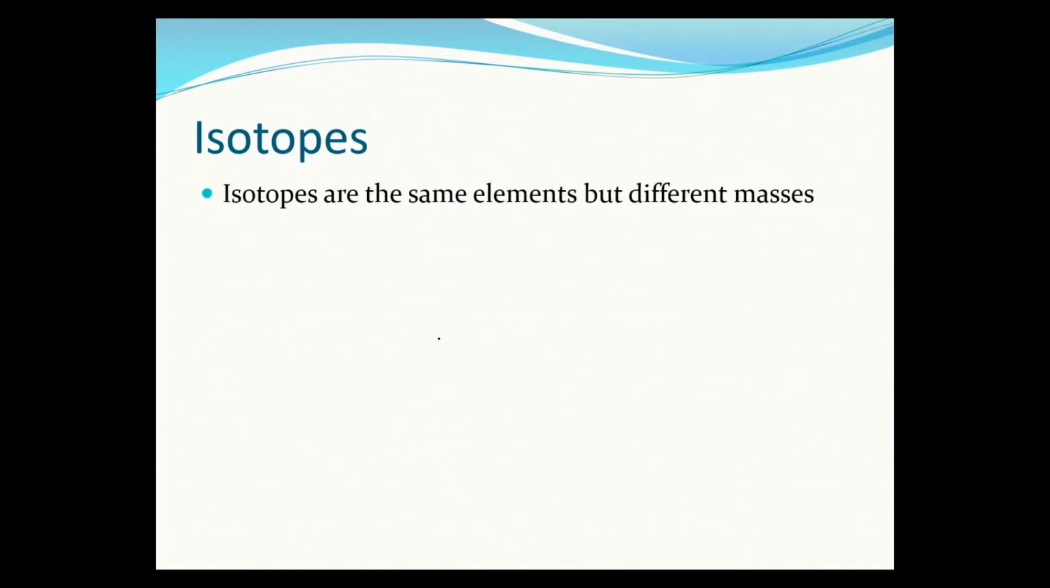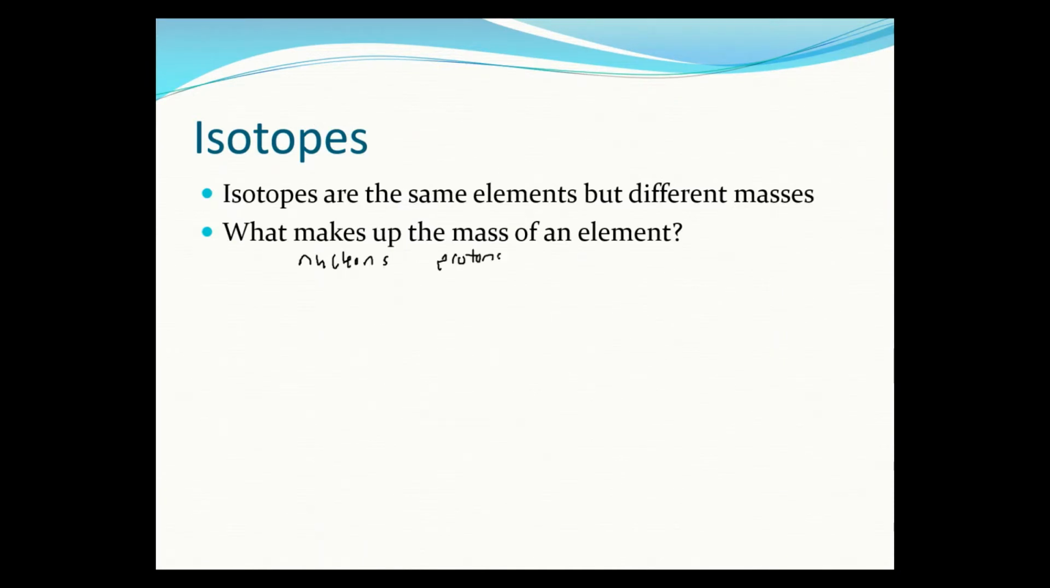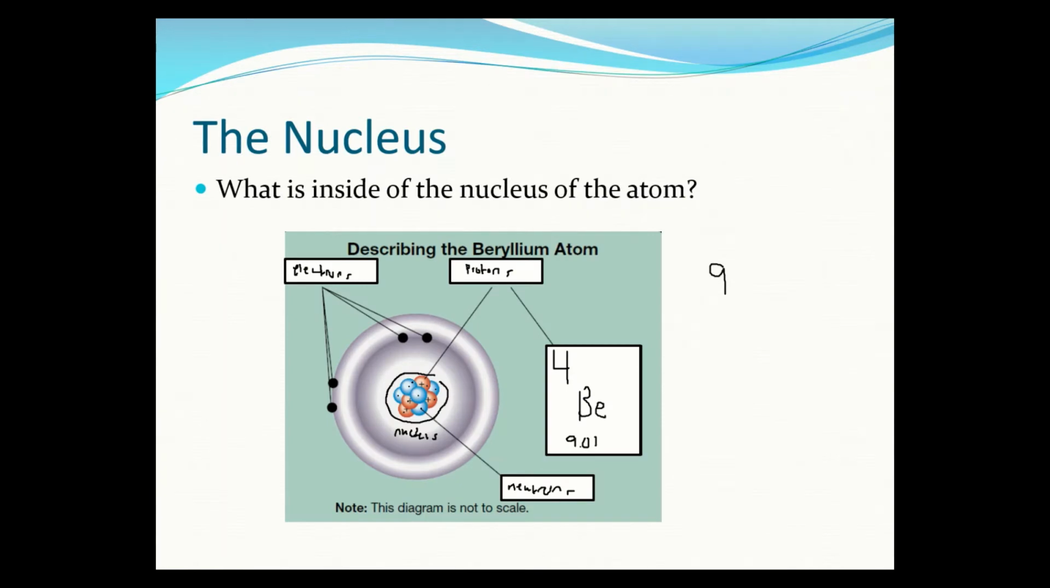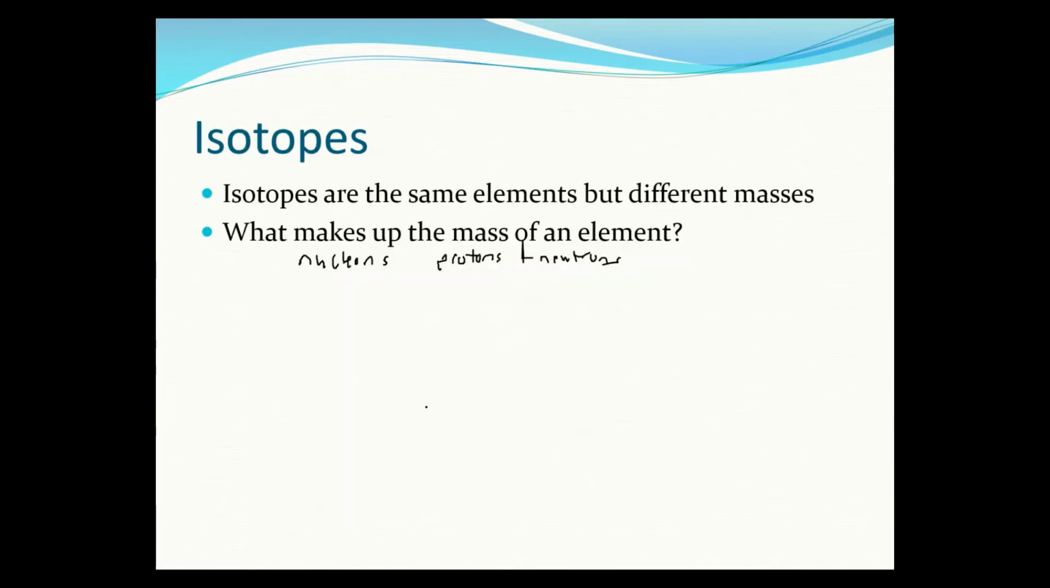Isotopes are the same element but different masses. So what makes up the mass of the element? Well, nucleons, the things inside of the nucleus. Those are protons and neutrons, right? This inside the nucleus makes up the mass. Electrons are crazy light, so they don't affect the mass. You just have to count up how many protons and neutrons, and that's the mass.